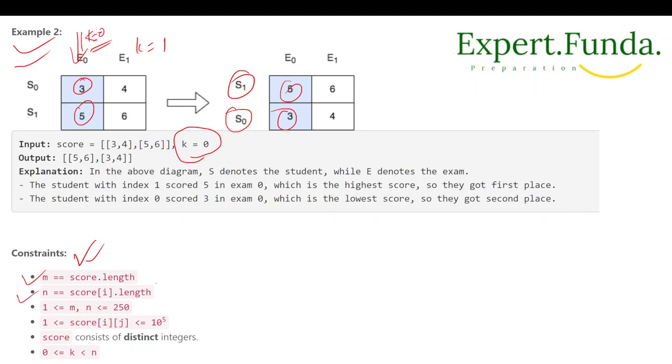So this is our student, and this is its score, right. m is greater than or equal to 1, and n is also greater than 1 and less than or equal to 250. We have given some number. Similarly, we have given score[i][j] greater than 1 and less than or equal to 10 to the power 5, and all scores are distinct integers, and that's why we are sorting this one, right. And k is greater than or equal to 0 and less than n. I think this is very good as per the example we have, right.